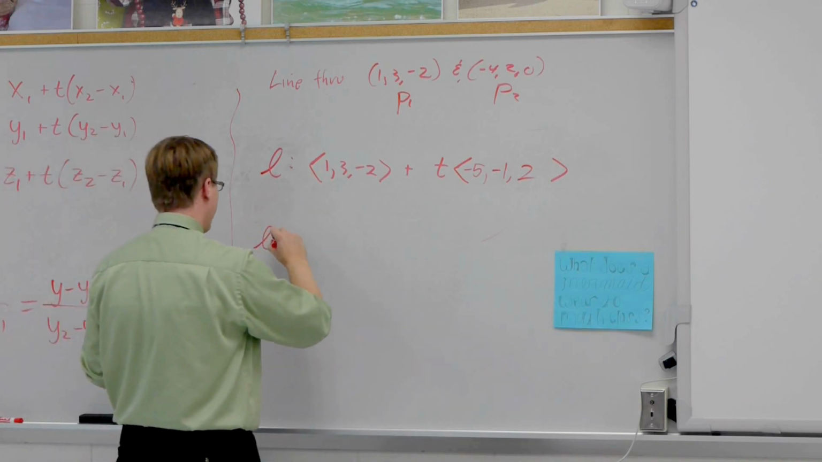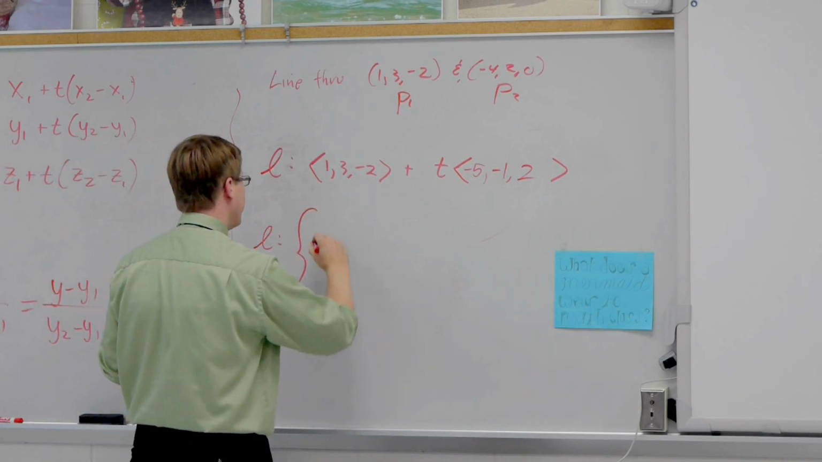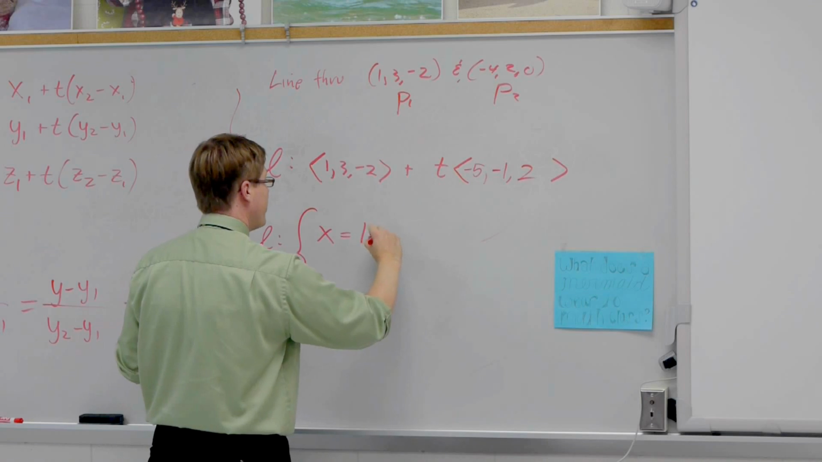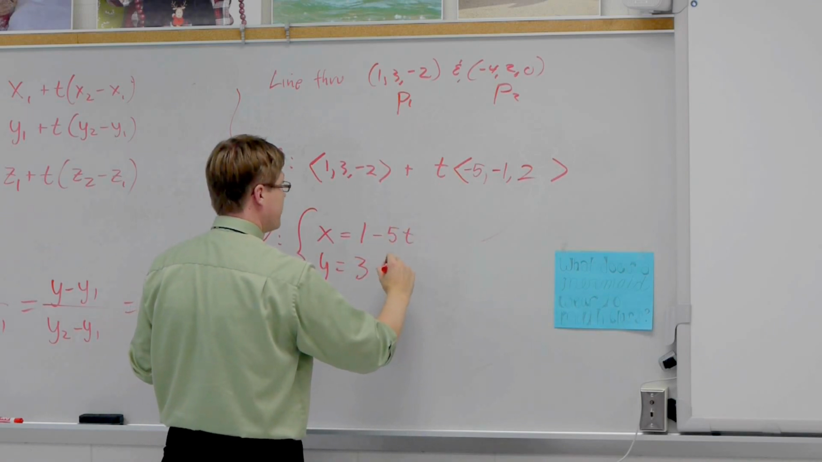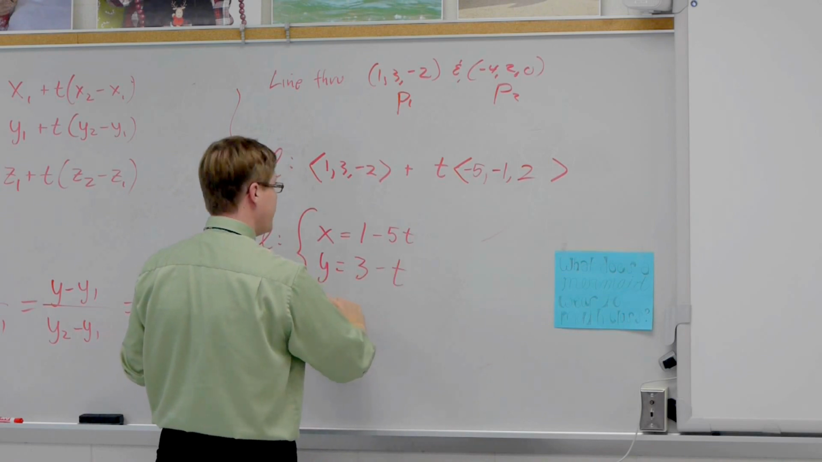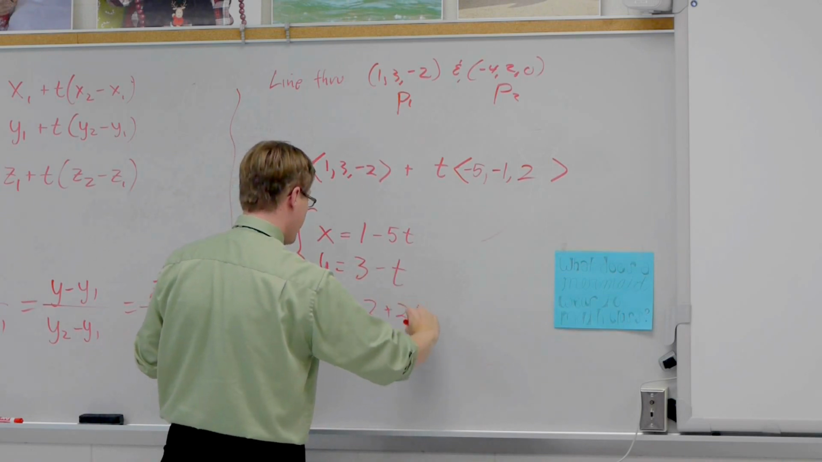Now we could write the parametric equation. x would be 1 minus 5t, y is 3 minus t, and z is -2 plus 2t.